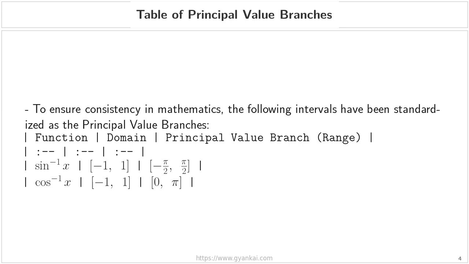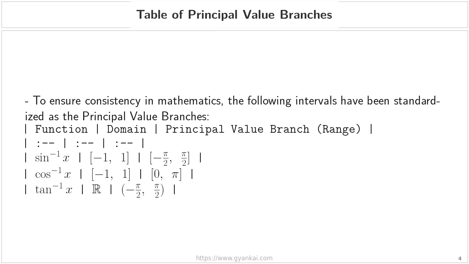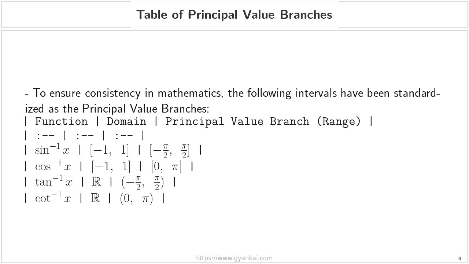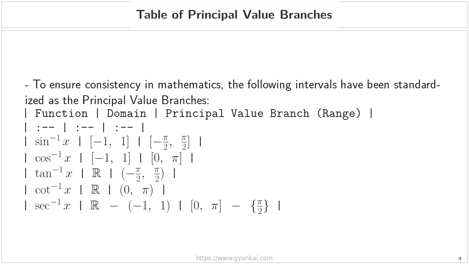Next, for the inverse cosine of x, the domain is the same, -1 to 1, but the range is different. It spans from 0 to pi. Moving to the inverse tangent of x, you will notice the domain is all real numbers. However, pay close attention to the range. It is the open interval from -π/2 to π/2. The open brackets here mean that the endpoints are not included. Similarly, for the inverse cotangent of x, the domain is all real numbers, and the range is the open interval from 0 to pi. Now, let's examine the reciprocal functions.